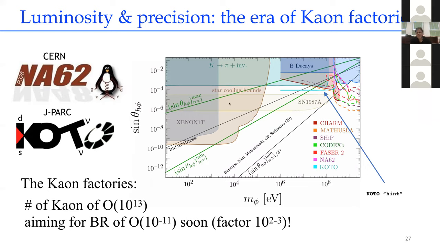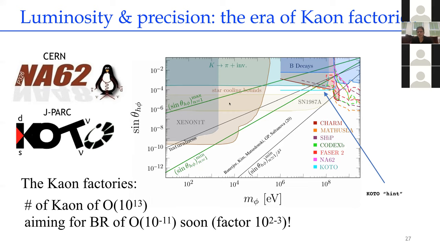In this case, presumably some of you heard that in KOTO there may be a signal candidate for something which looks like a pi naught and additional missing energy. It's not clear yet whether this is a signal. Maybe it's just background events, because that's more or less the first time they were opening the box.